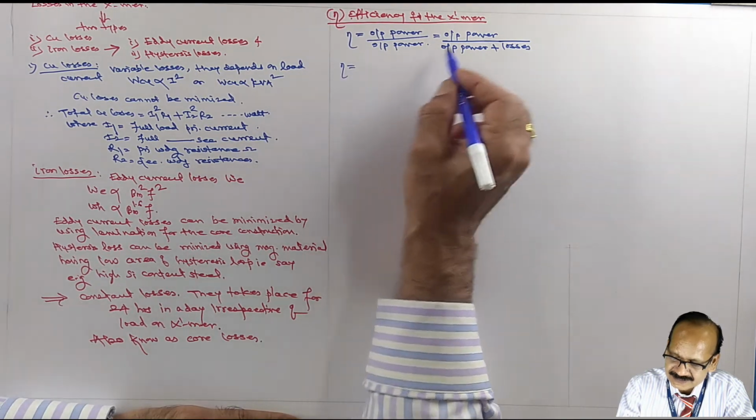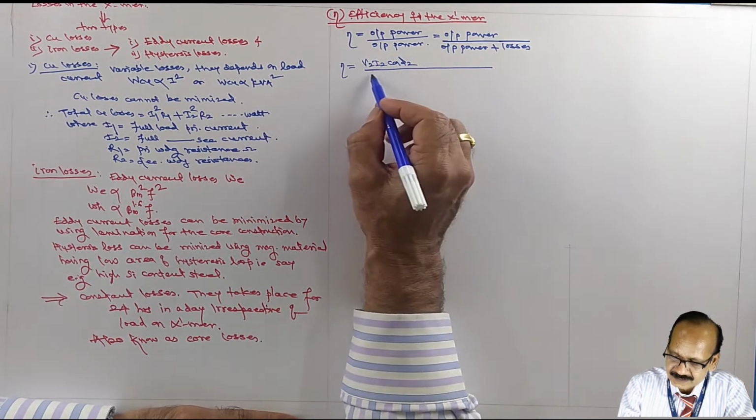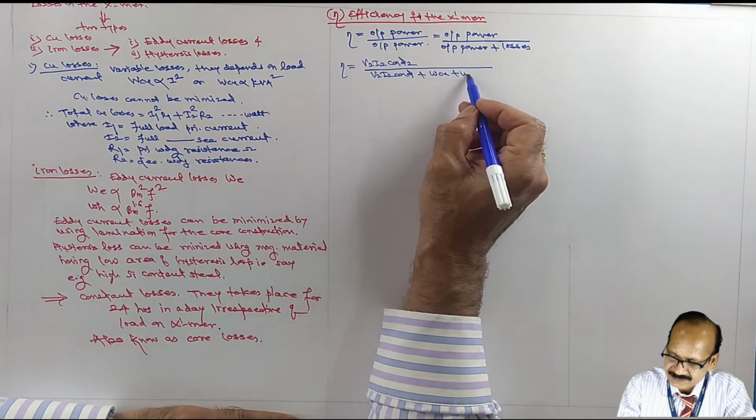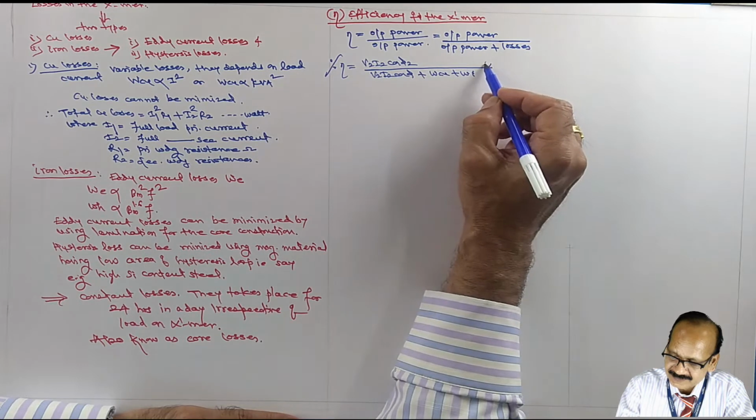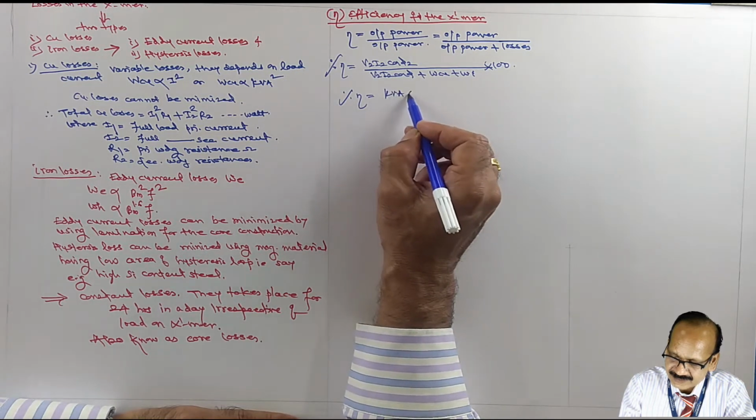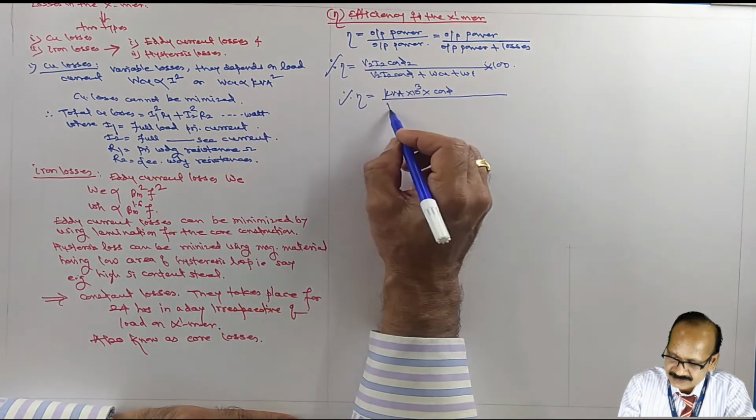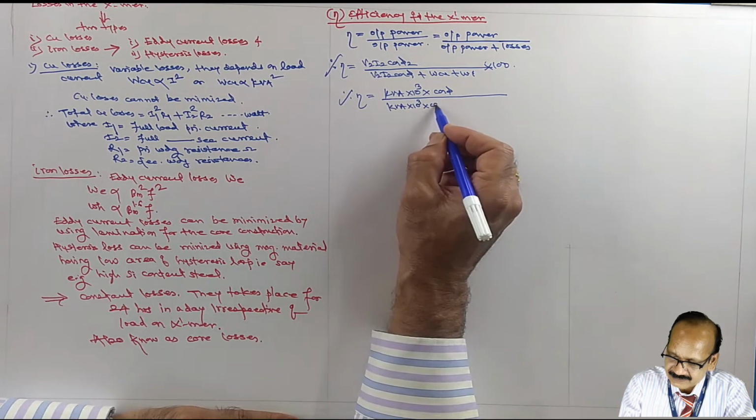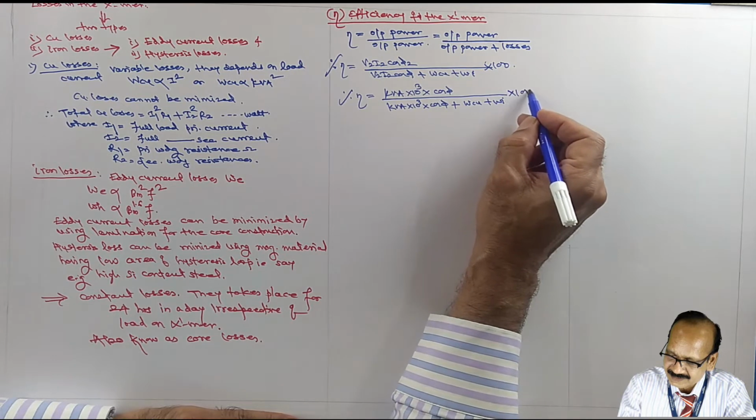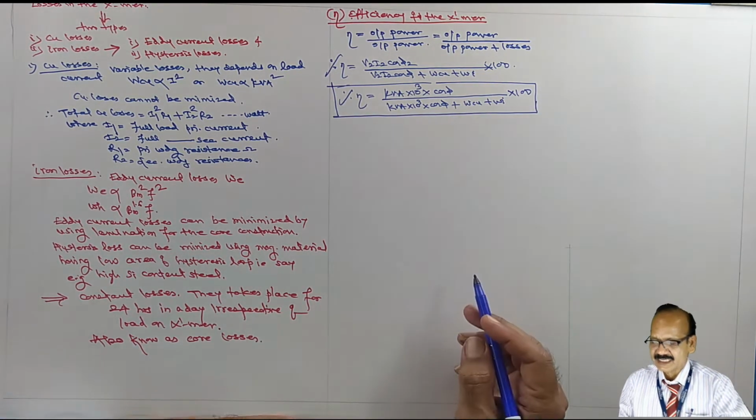So efficiency equals, what is the output power? V2 I2 cos phi2. This is the output power divided by V2 I2 cos phi2 plus WCU plus WI, and if it is percentage, multiply it by 100. So the percentage efficiency can be written in terms of kVA into 10 raised to 3 into power factor cos phi, divided by kVA into 10 raised to 3 into cos phi, the output power, plus WCU plus WI, multiplied by 100. So this is the equation to calculate the efficiency of the transformer.